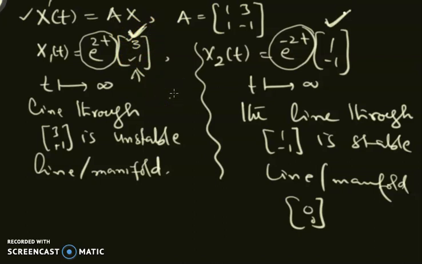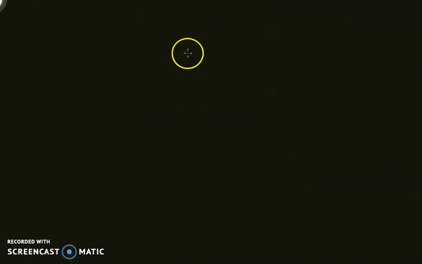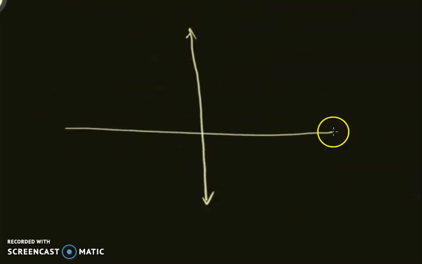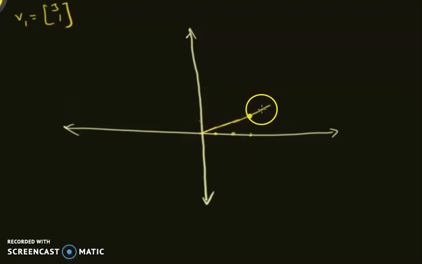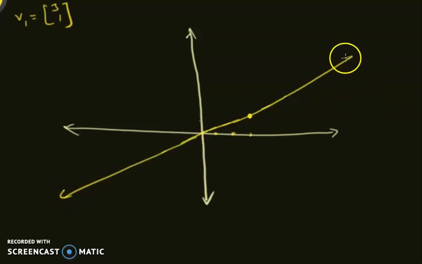So first let's have an idea on a graph. Let's say this is my y-axis and this is my x-axis. Now we have two vectors, v1 equal to (3, 1). So on the x-axis, this is 1, 2, 3, and let's say this is 1. So this is going to be the vector, and the line will be moving through this vector, this way. But this line is unstable, so I'll be giving arrows moving away from (0, 0).